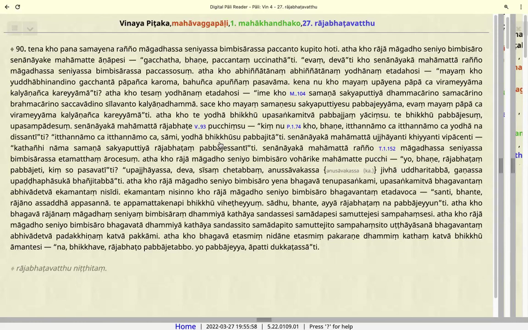Ime samaṇā sakyaputtiyā dhammacārino, samacārino, brahmacārino, saccavādino, sīlavanto, kalyāṇadhammā. This is the opinion of someone who believed in the teaching of the Blessed One, when they see or think about the monk, they will think about it like this. In the previous lesson we already studied that many sick persons, or many persons who are not faithful or not delighted in the teaching of the Blessed One, think about it when they see the monk, and also when they think about the monk's life.